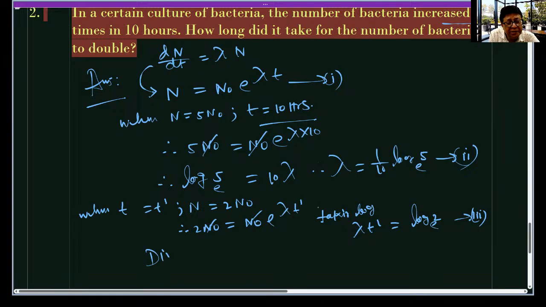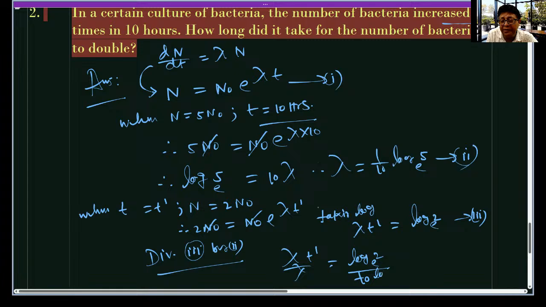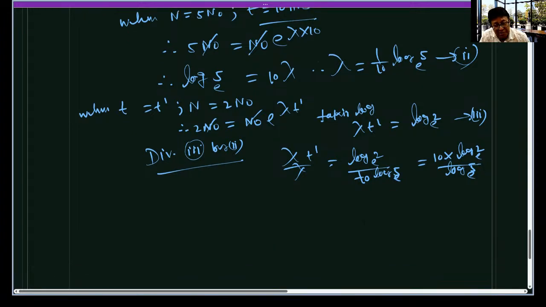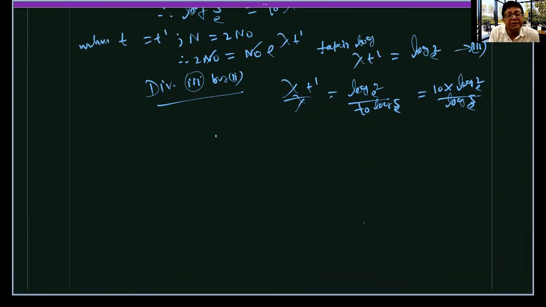Log 2 base e. Now go on dividing. t' by λ equals log 2 base e divided by 1/10 log 5 base e. So this is 10 into log 2 base e over log 5 base e. Recently we found the values of log 2 and log 5 from the table. They will give you also in the exam, don't worry. So from here t' can be found out.